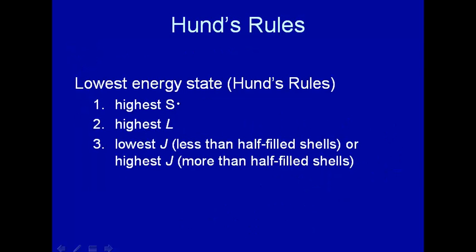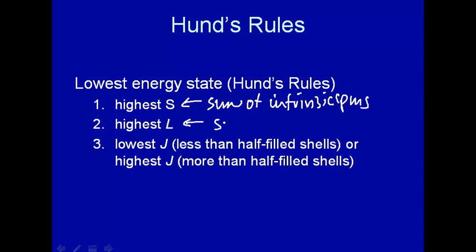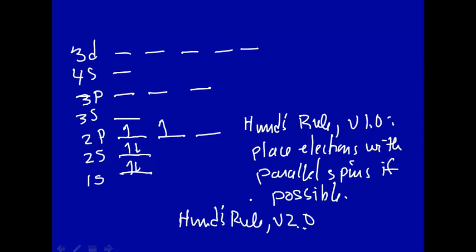Again, S represents the sum of intrinsic spins, L represents the sum of orbital angular momenta, and J then represents the coupling of S and L. So now we have S, and Hund's Rule version 2.0 is just another fancy name for Hund's Rule version 1.0. Let's look at the p orbital and our choices for the p orbital. Our choices are to put it here or here, or here or here, or here and here.